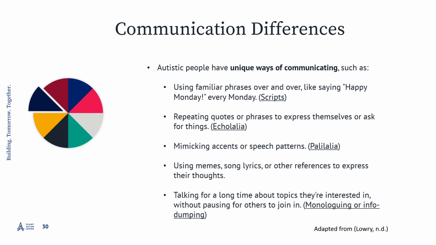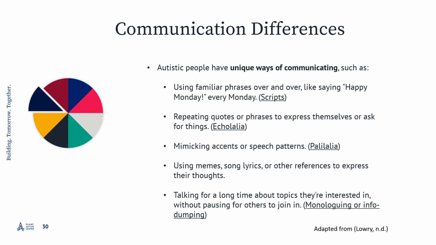They may use memes, song lyrics, or other references they feel are relatable in an attempt to express themselves in a comfortable manner. They may talk for a long time about topics they're interested in without pausing for others to join in. This is known as monologuing or info dumping and is often done in an attempt to connect with others.